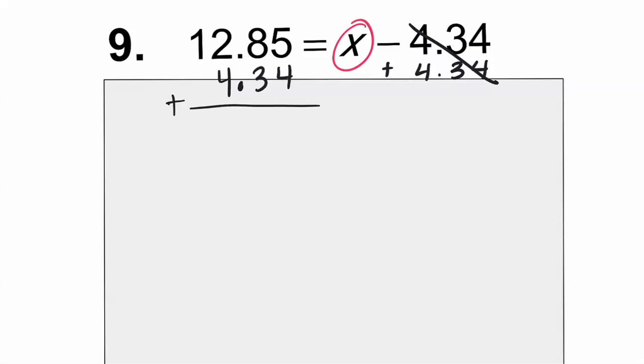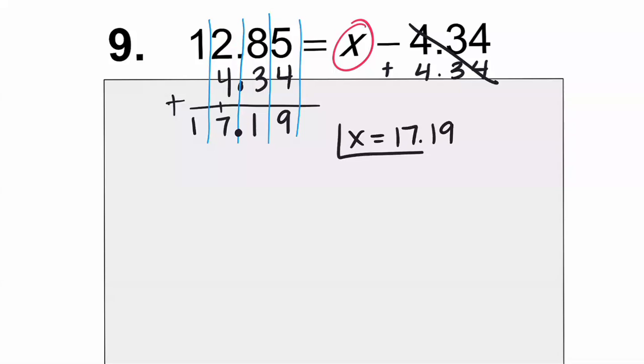What I want you to notice is that when I'm adding, my decimals line up and I have all the same place values. They're all lined up nice and neat next to each other. So then I'm going to add: 4 plus 5 is 9, 8 plus 3 is 11, carry the 1, 2 and 4 is 6, plus 1 is 7, and 1. Then with adding decimals, we just bring our decimals straight down. So in this case, x is 17 and 19 hundredths. We can easily do these if we just remember those tiny little things. Adding, line up your decimals, bring it straight down.